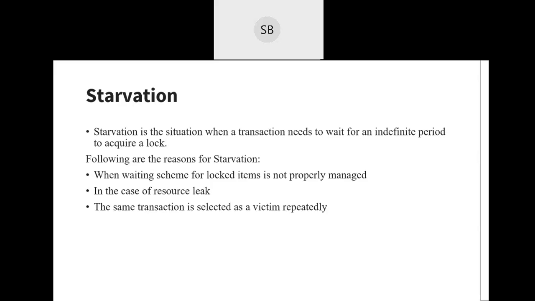In case of resource leak also, if the resources are less or leak, one process is requiring a resource but another process is using it, so the same transaction is selected as a victim repeatedly. If the same transaction performs the operation each time, then also it goes into starvation. This is a concept which we are using directly from the operating system. I hope you remember because you studied the starvation process last semester.